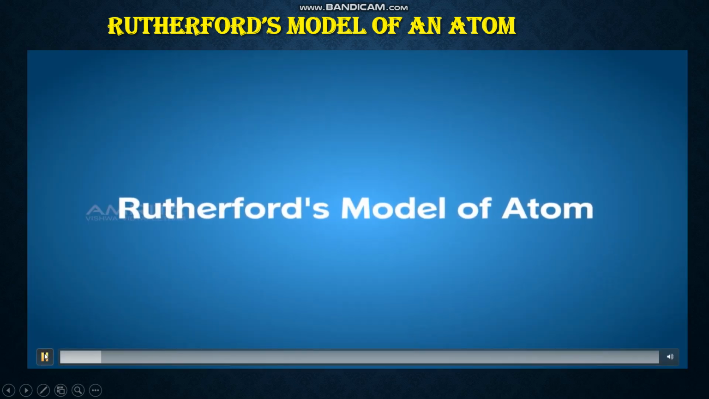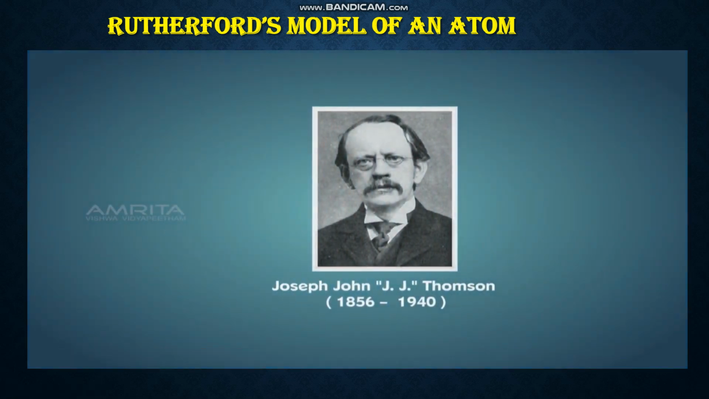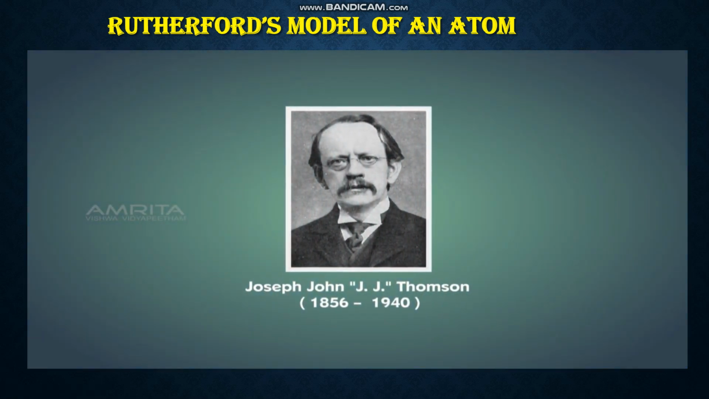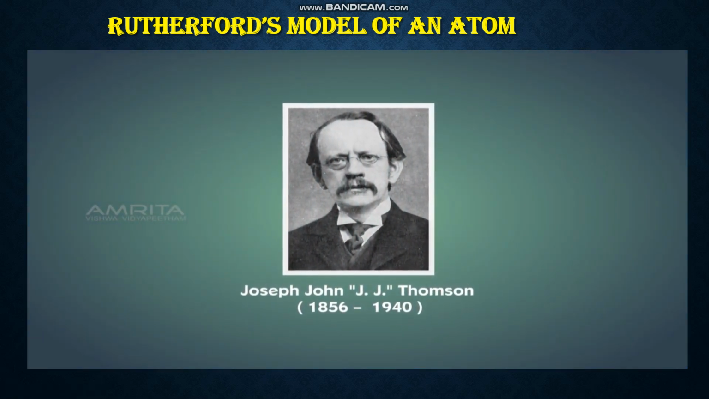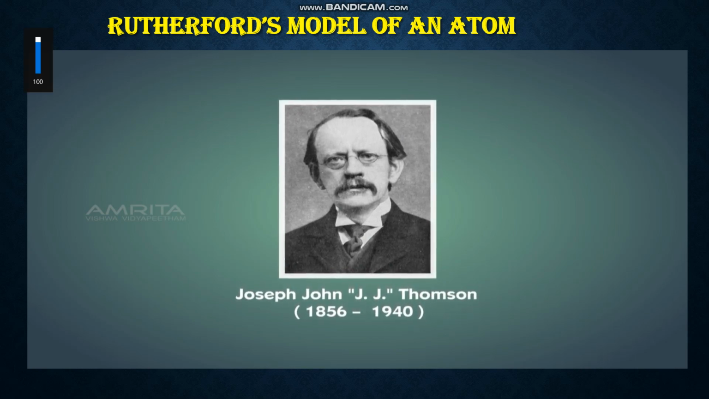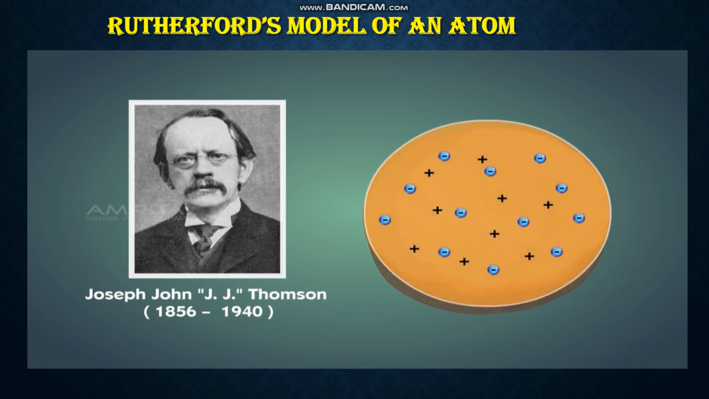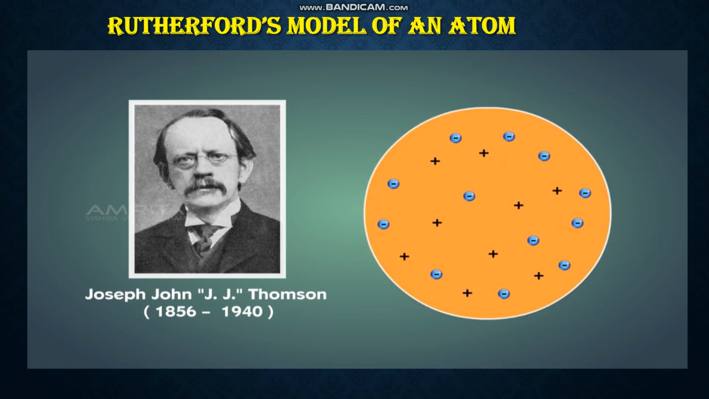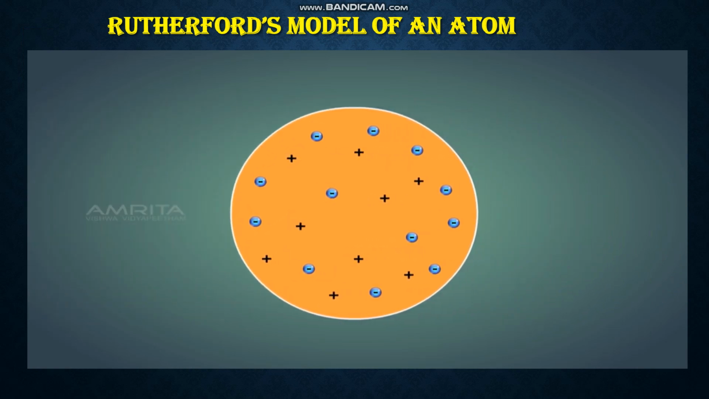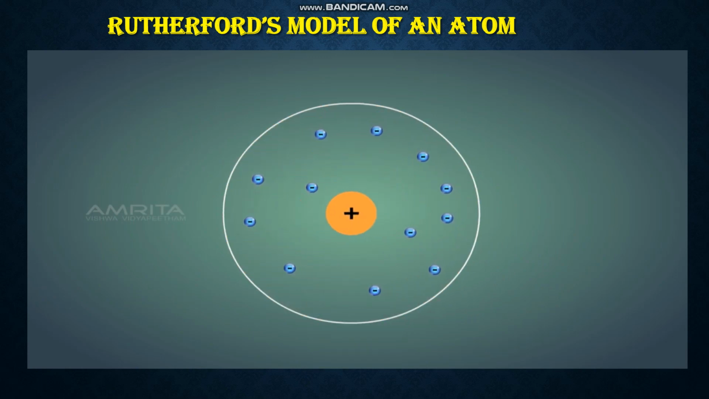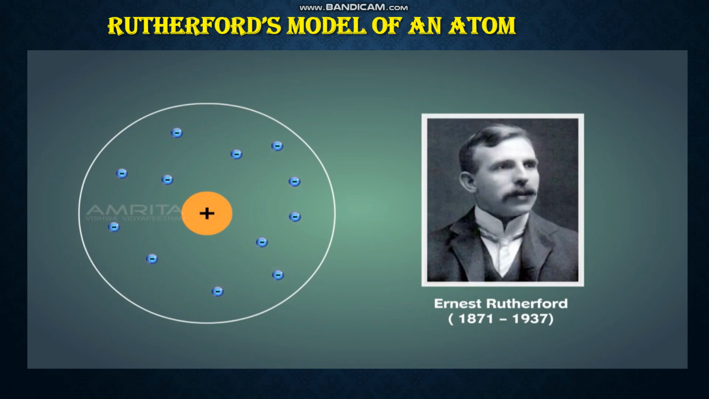Rutherford's model of atom. The quest for discovery led the British physicist J.J. Thomson to discover the electron. Further, he proposed an atom model which laid the foundation for advancement of research in the atom model. Significant research work on the atom model was done by British physicist and chemist Ernest Rutherford.